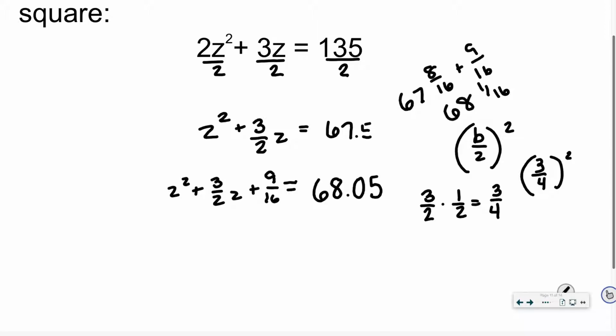Pretty sure that's what it was. I can rewrite this. I already know what's in the parentheses. What's the second term in my parentheses? 3/4. Yep, and I can just say 0.75 at this point.